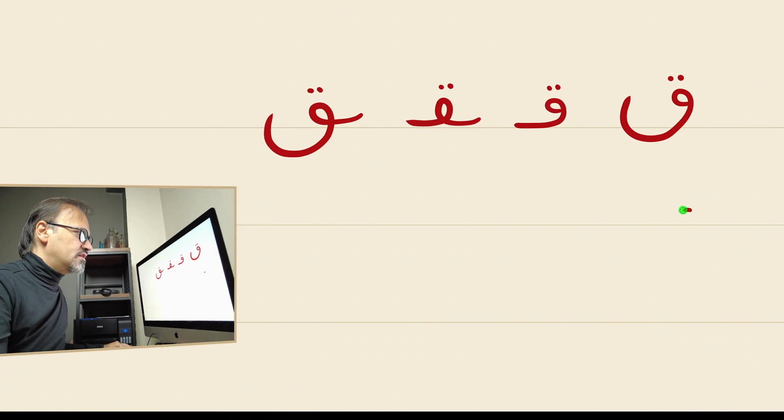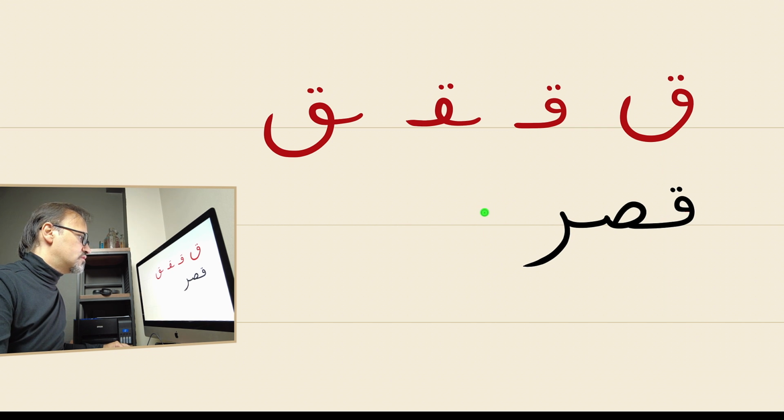Now, take some examples. The first example is qasr, which is castle. And you can feel the similarities between the two words. Qasr, castle. Here we go. It starts with a Q. And there's an S. And then we have an R. Qasr. Okay. Another word is raqs, which means dance.